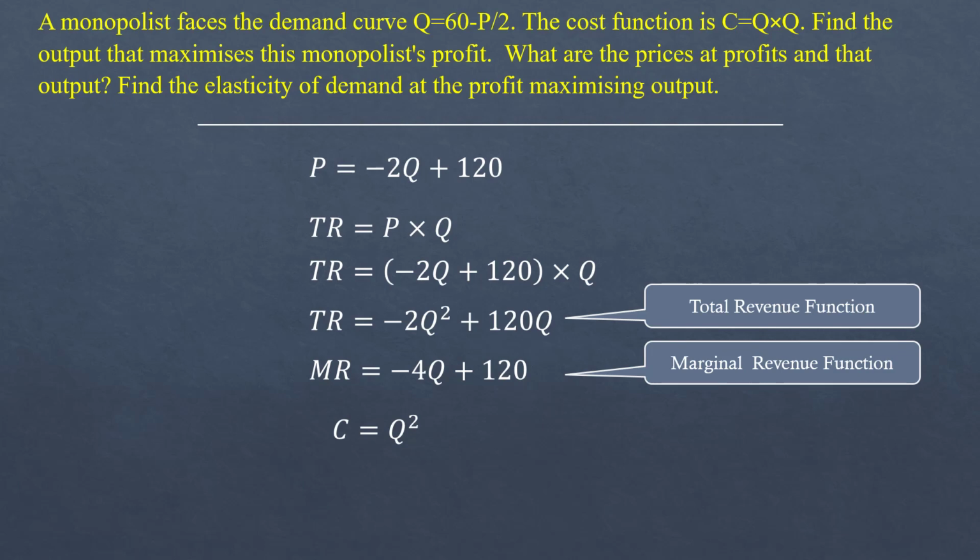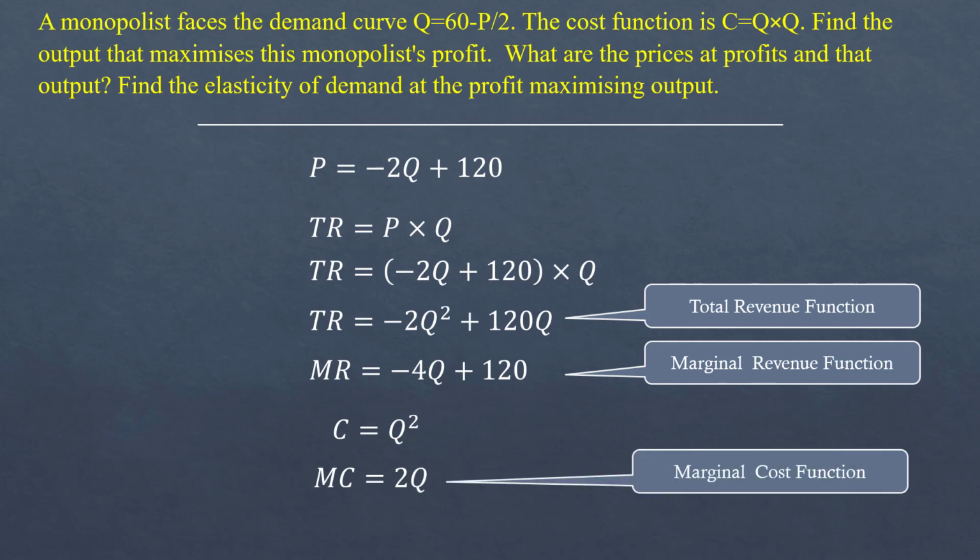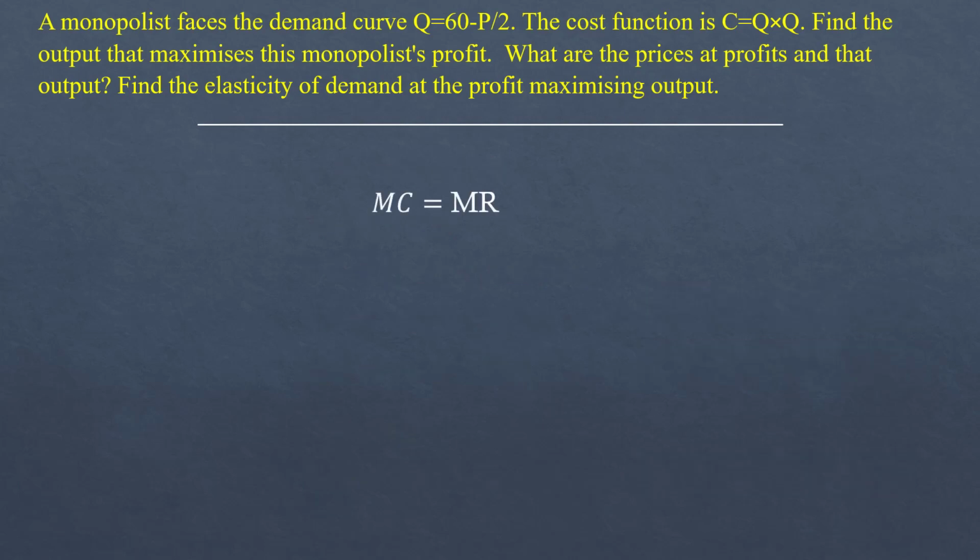We shall find the marginal cost. We are given the total cost function. C equal to Q squared. Differentiate the total cost function to get the marginal cost function. Marginal cost equal to 2Q. Monopolist can obtain profit maximizing output by equating marginal cost with marginal revenue. Let us equate the two functions. 2Q equal to minus 4Q plus 120.